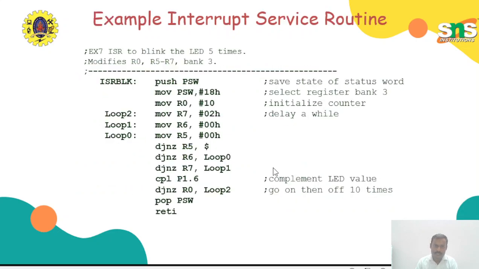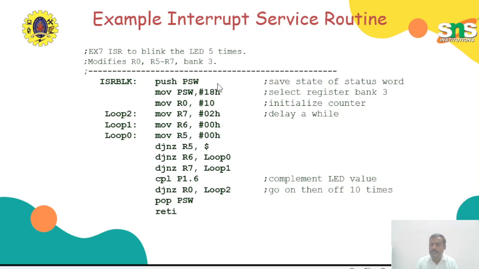Look at the example for this. This is an interrupt service routine, ISR blink. Look at this: PUSH PSW, the program status word, is pushed onto the stack. Again we are loading MOV PSW, #18. Here the data present in R0 to R7 should not be affected. That's why, although we normally work in bank 0, now we are jumping to bank 3. We can jump to bank 1, bank 2 or any bank.